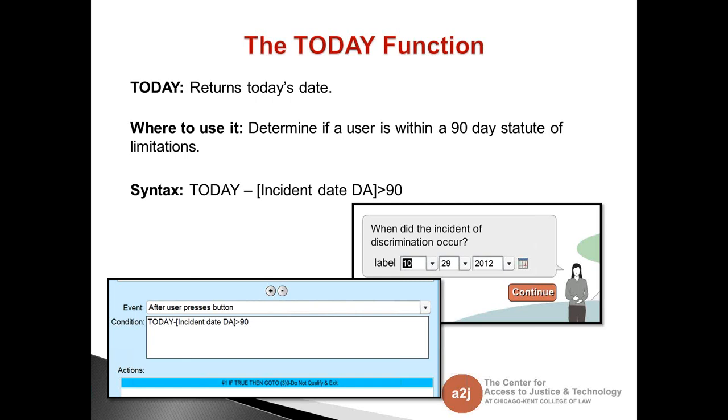You can also use the today function as a limit for the calendar. So if events occur in the past, you don't want the end user to be able to put in events or dates that haven't happened yet. You can set the maximum value for the calendar to show up as today, and they will not be able to enter any date in the future.